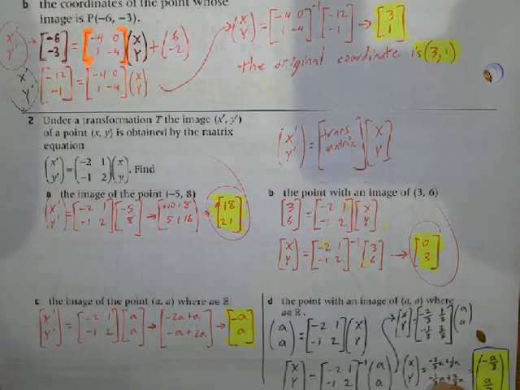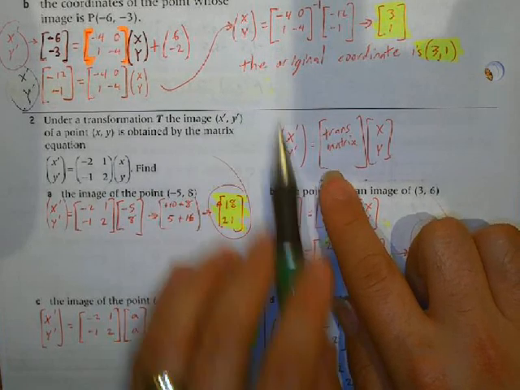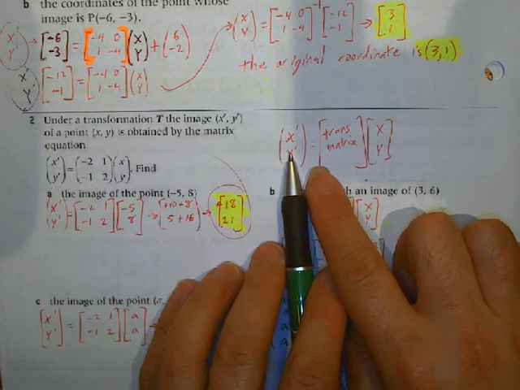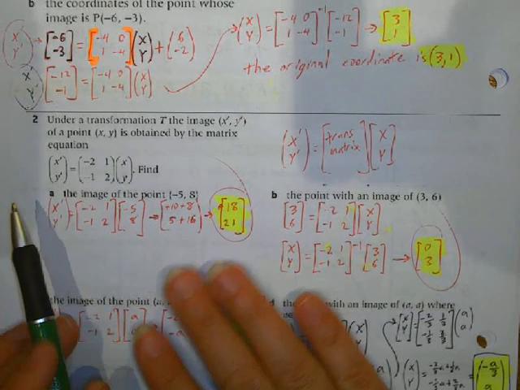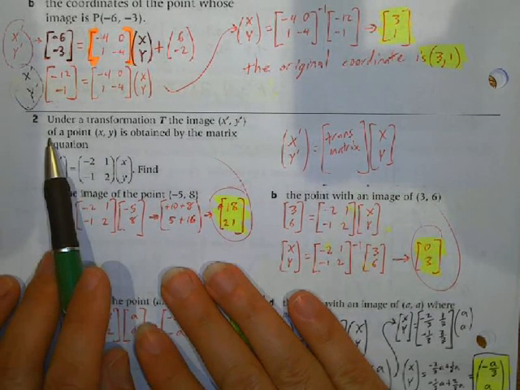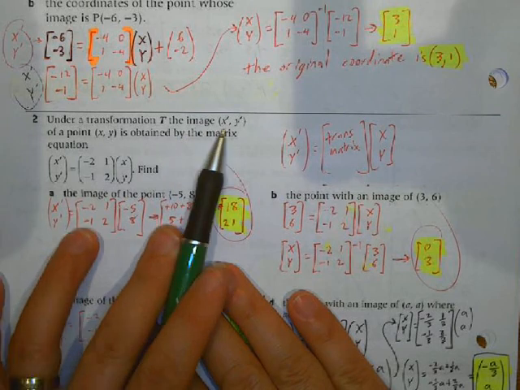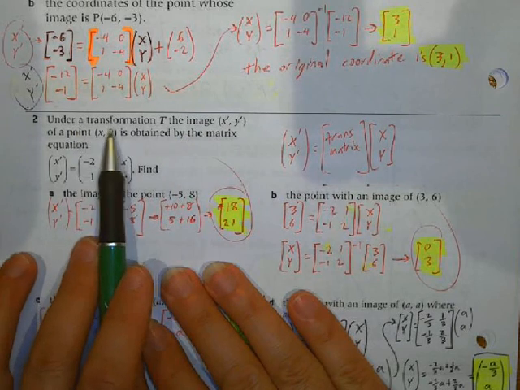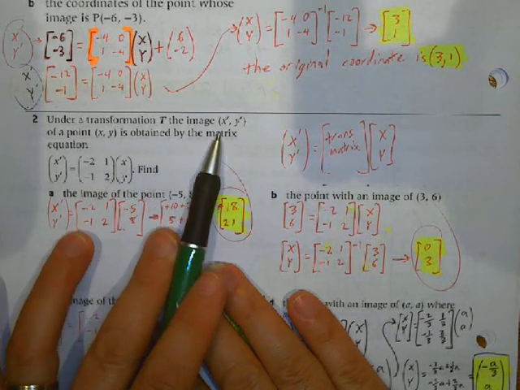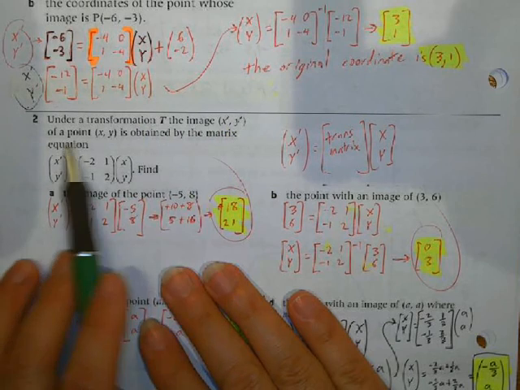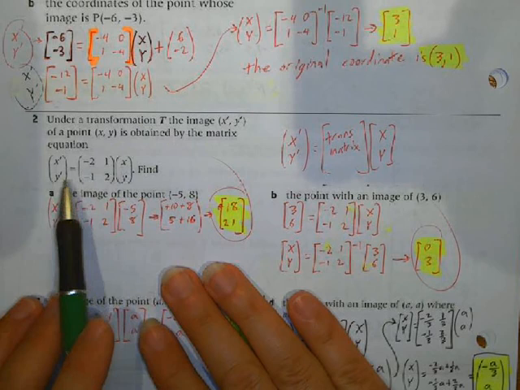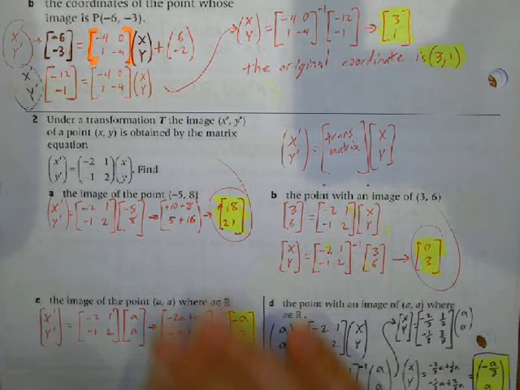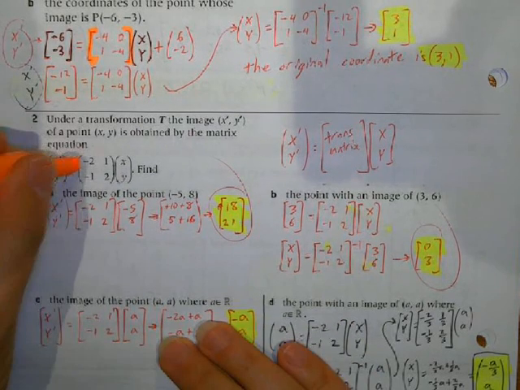And just as a reminder of what we did here, this is the transformation. Okay, question 2. Under the transformation T, the image x prime, y prime of a point is obtained by a matrix equation this. So our transformation is this. Okay, so here's our transformation.